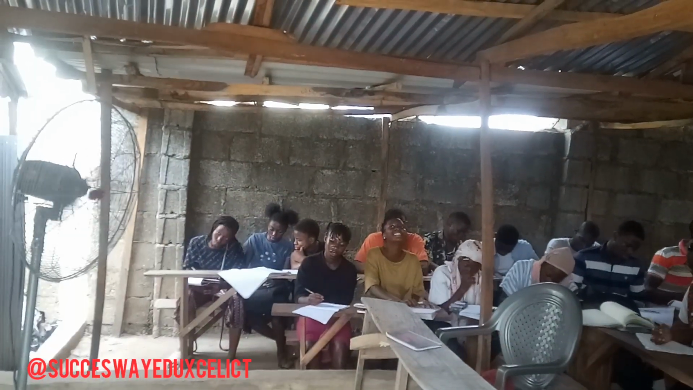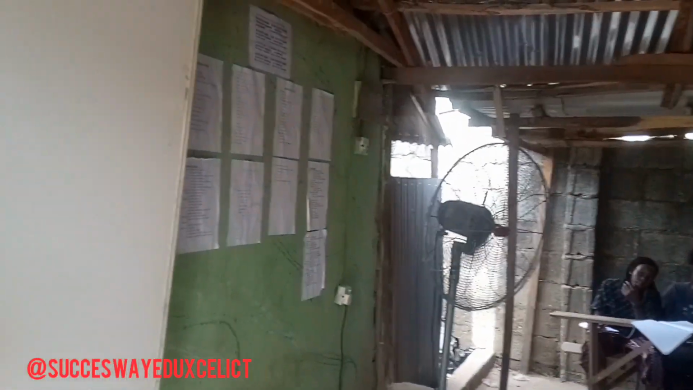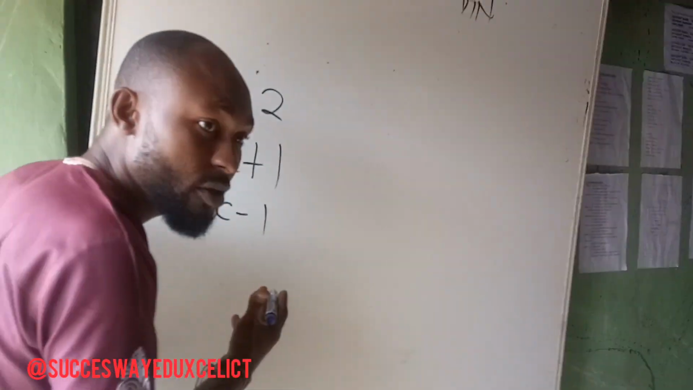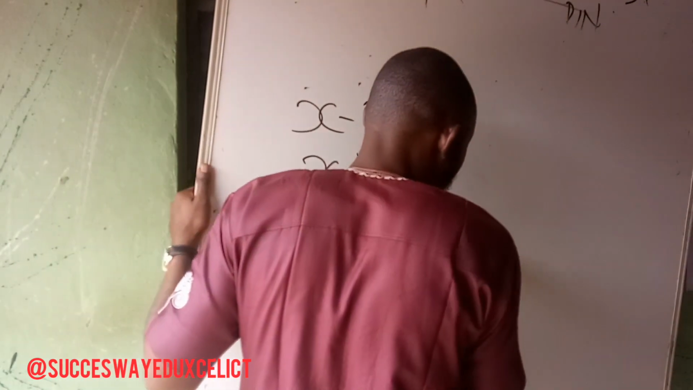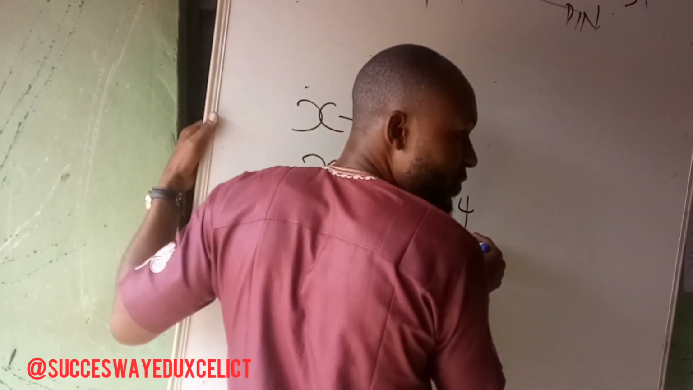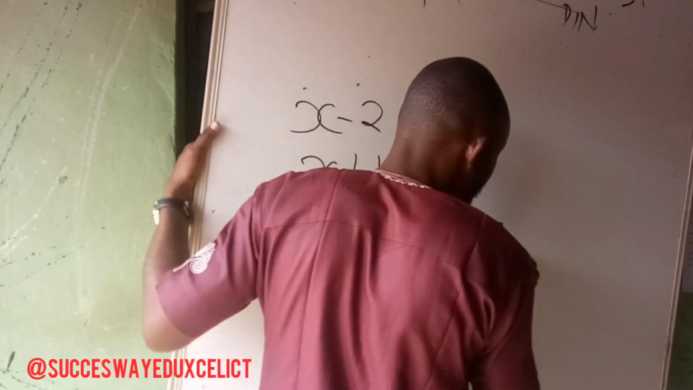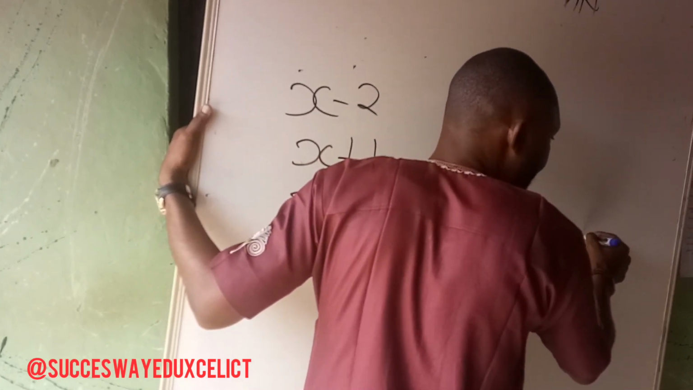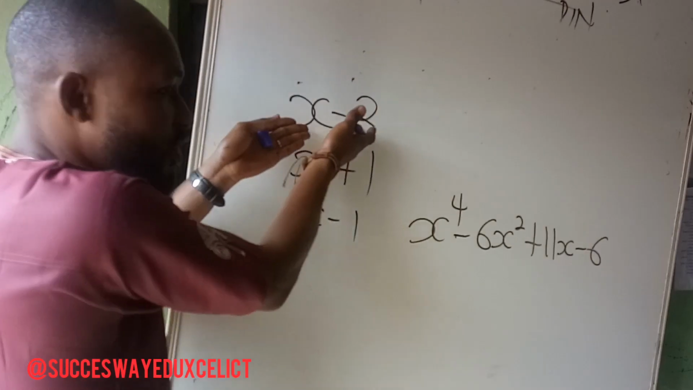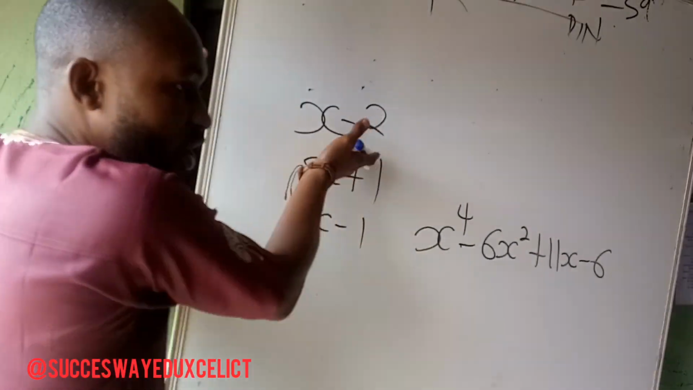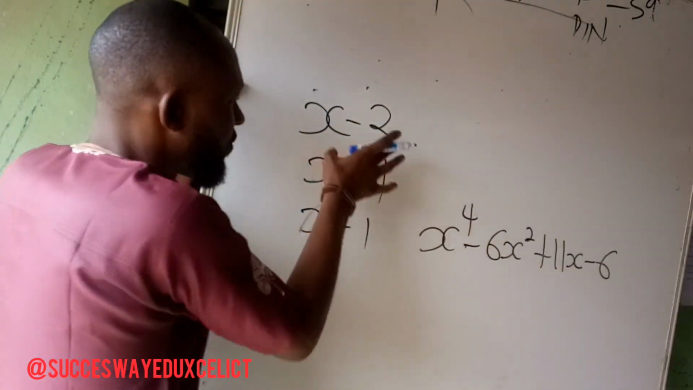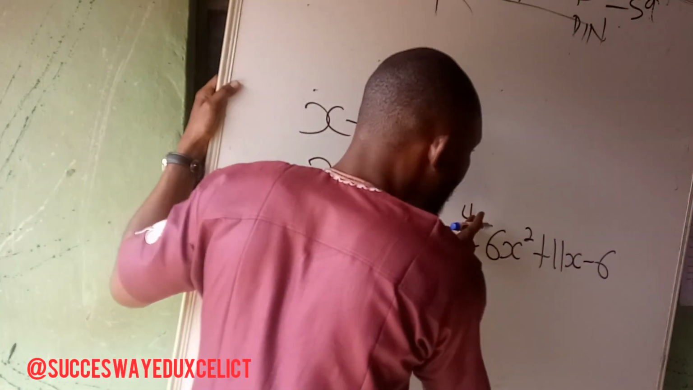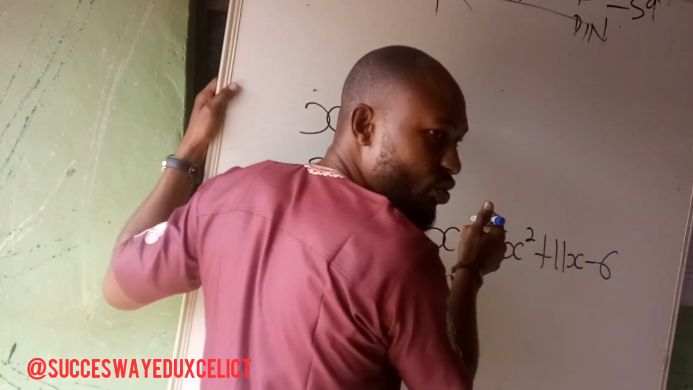They gave us three factors: x minus 2, x plus 1, and x minus 1. Am I correct? Okay, give me the polynomial. x cubed minus 6x squared plus 11x minus 6. This is it here. For the first one here, look up.